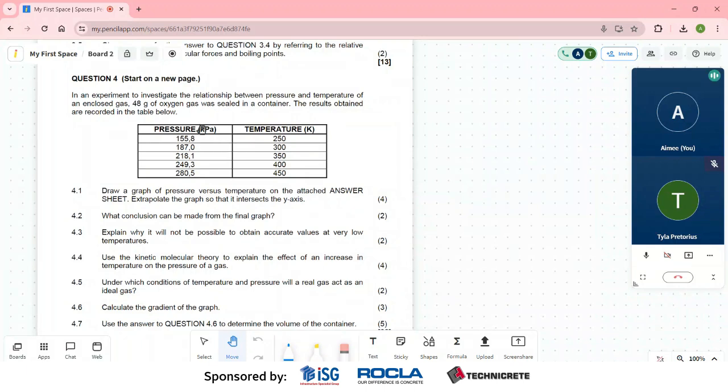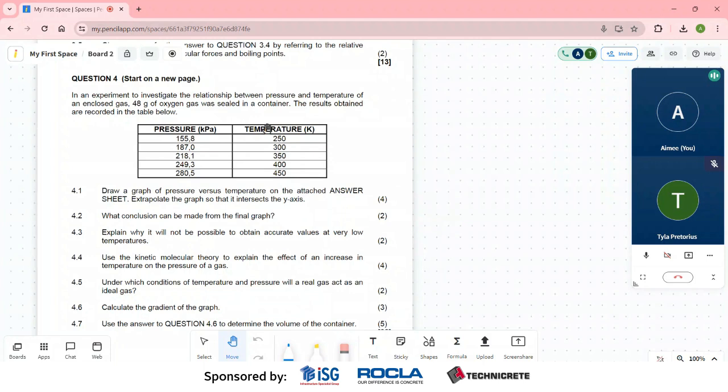The first question says, draw a graph of pressure versus temperature on the attached answer sheet. Extrapolate the graph so that it intersects the y-axis. Okay, so they've given you these data points. Now you have to choose. Are you going to put pressure on your y-axis or temperature on your y-axis? Which one has to go on y and which one has to go on x?